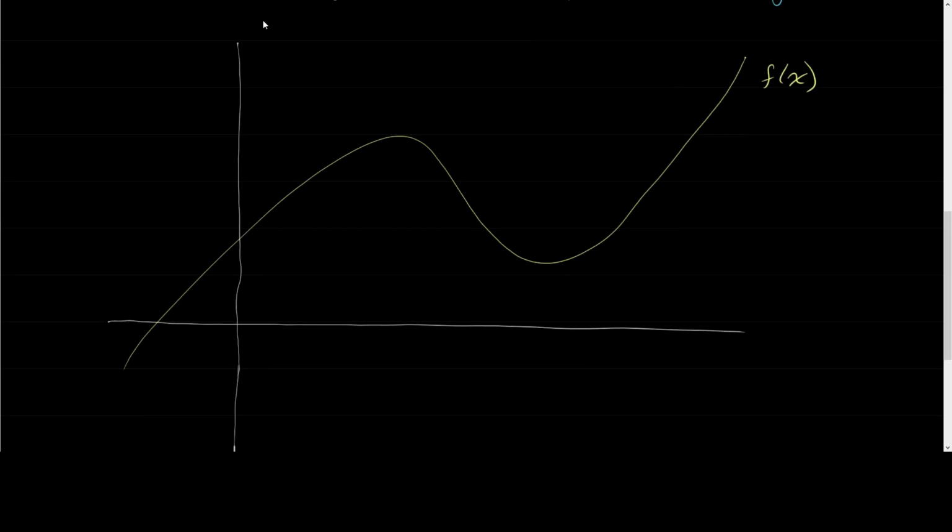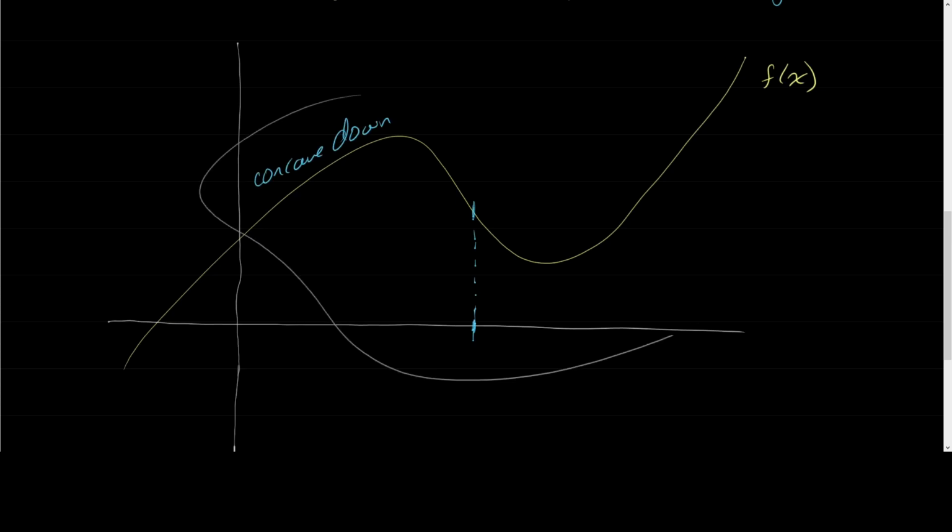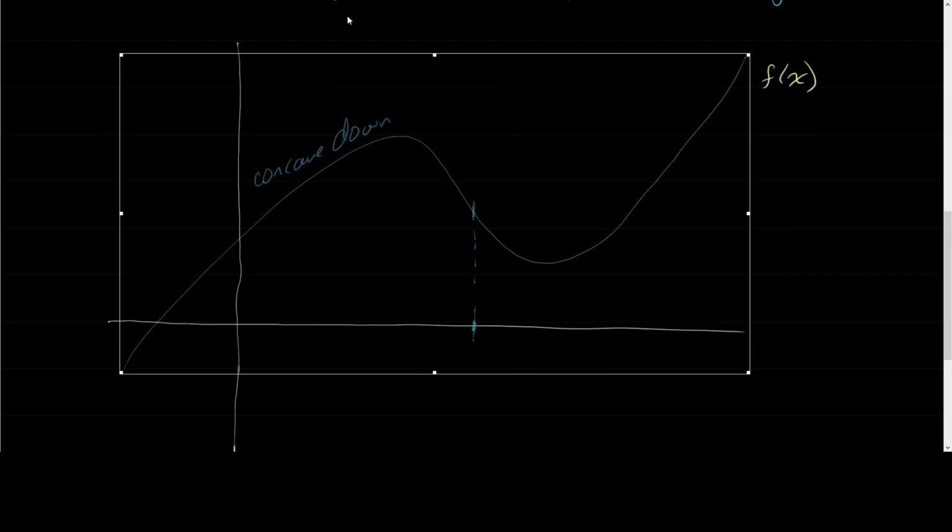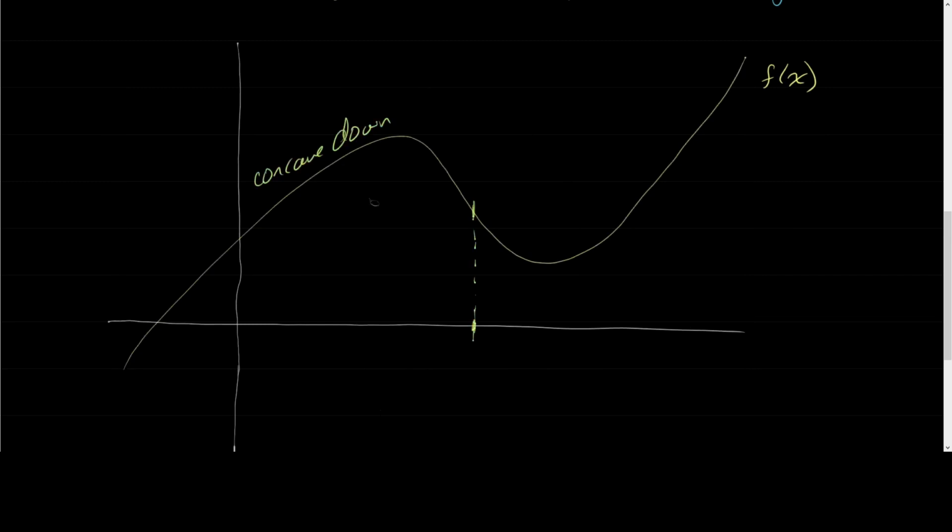Let's note a few things here. Up until here or around here, the concavity to the left of this line is all negative concavity, so concave down. So on this side, it's all concave down, whereas on the right side of it, it's all concave up.